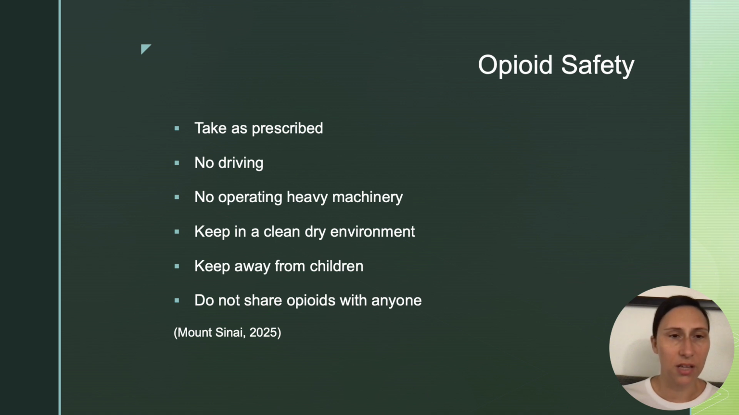We encourage our patients to keep their medications in a clean, dry environment. Typically, this is not your bathroom. And also to keep them away from children. On that same line, not only are we keeping them away from children, but you are not allowed to share your opioid pain medication with anyone.